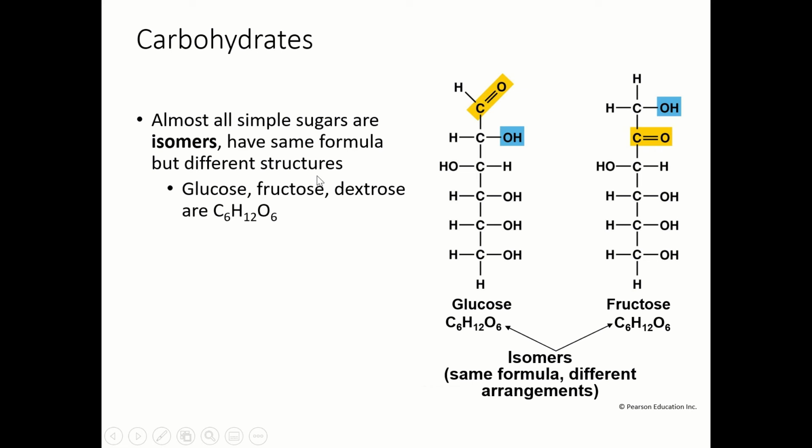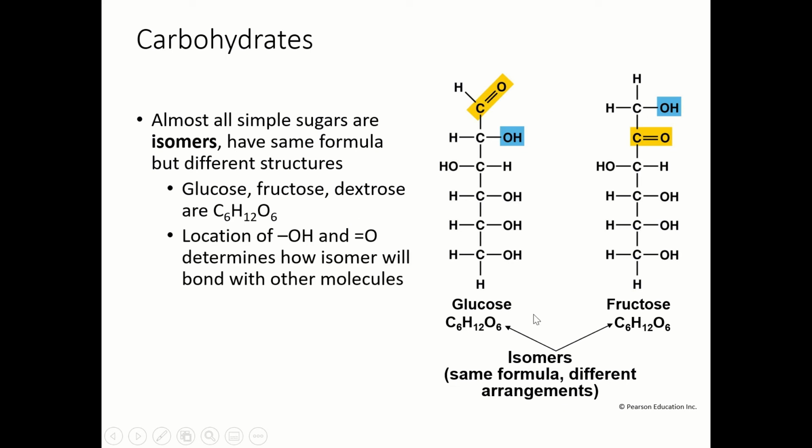Almost all simple sugars are isomers, meaning that they have the same chemical formula, C6H12O6, but they're shaped differently. Now, in the last chapter, we talked about isotopes, which are the same element with different numbers of neutrons. In this chapter, we're talking about isomers. Now, iso means the same. So these are the same chemical formula, but different placement of the functional groups, which makes them act differently. So even though these have the same chemical formula, functionally, they're going to be very, very different.